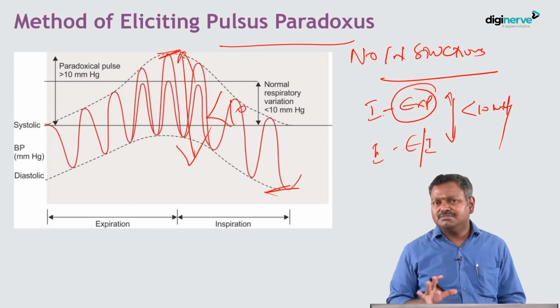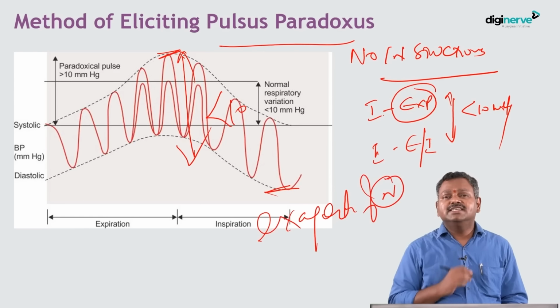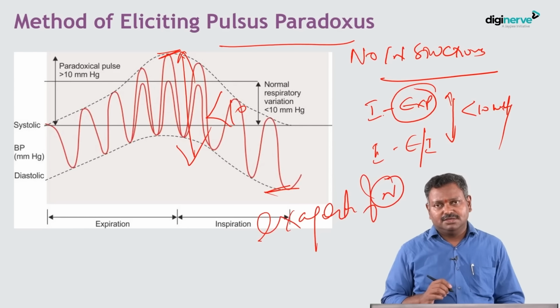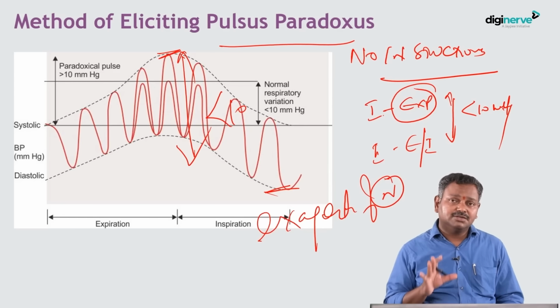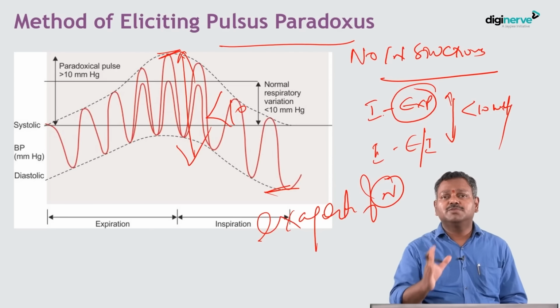Again, please remember it's a misnomer. It is not a paradox. It is an exaggeration of the normal phenomenon. Again, difficult to demonstrate, but you get a lot of questions on this. This can be demonstrated only by using a sphygmomanometer.